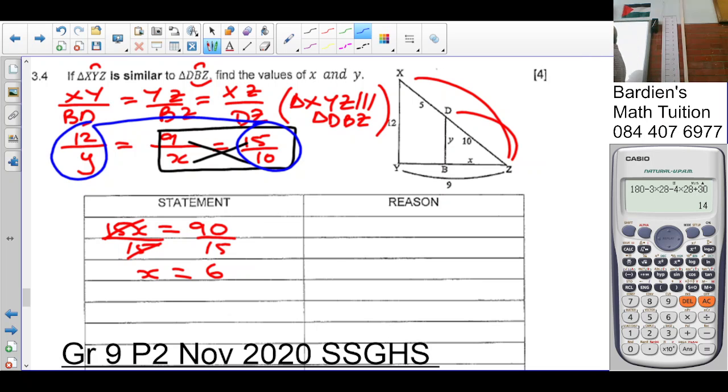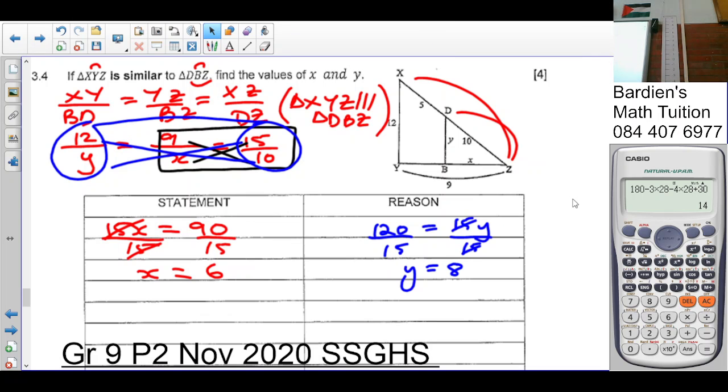Can you see that? I cross multiply again. So 12 times 10 is going to give you 120. This normally goes below here, but because of the space. And Y times 15 is 15Y. So I divide by 15 both sides. So Y works out to be 8. The answer is 8.